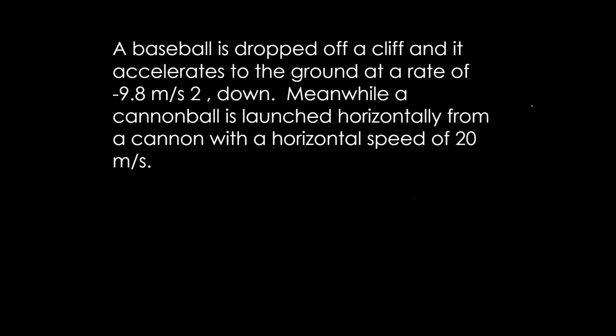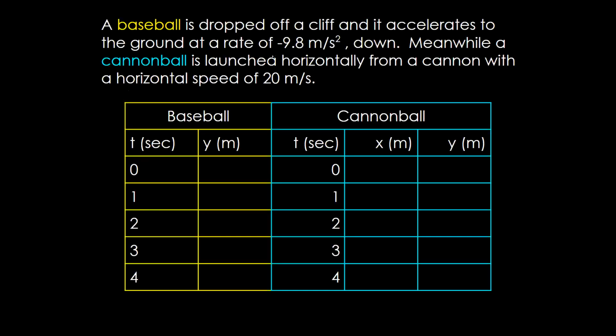So the first question in the homework is a baseball is dropped off a cliff and it accelerates to the ground at 9.8 meters per second squared downwards. Meanwhile, a cannonball is launched from the same cliff, the horizontal speed of 20 meters per second. Okay, so if that is our question, we now need to break this down into a table to figure out what's happening every second. So here we have the same question and a table for how to figure this out.